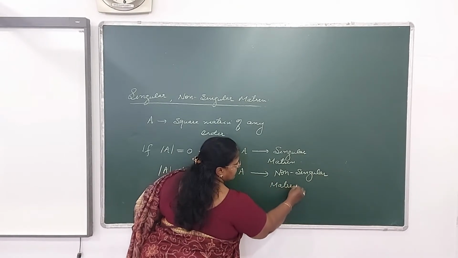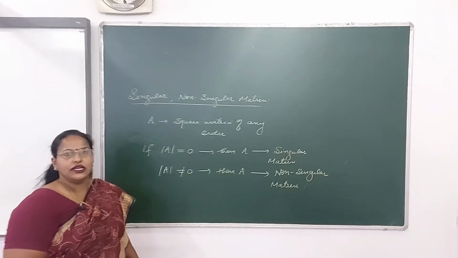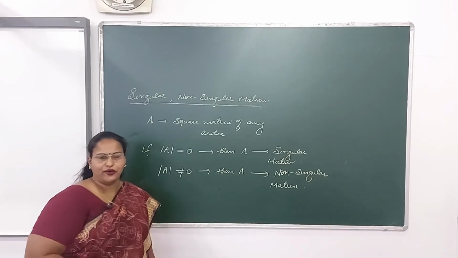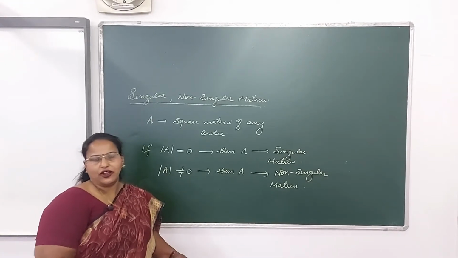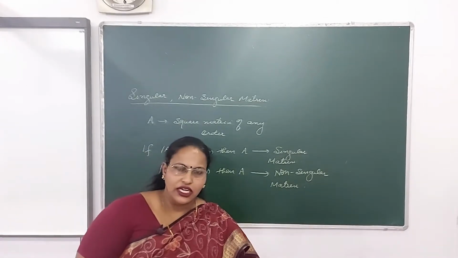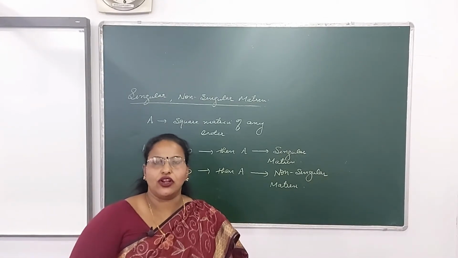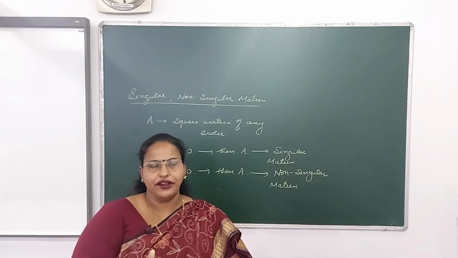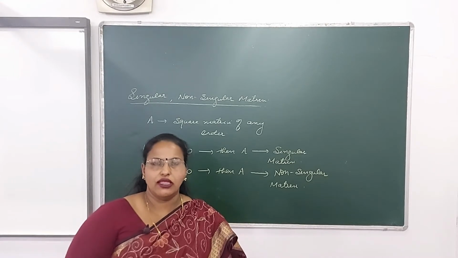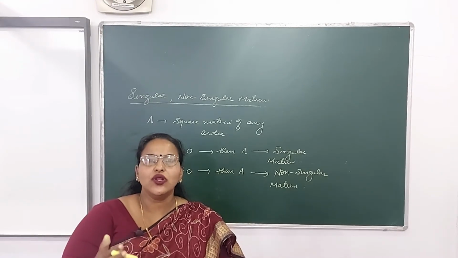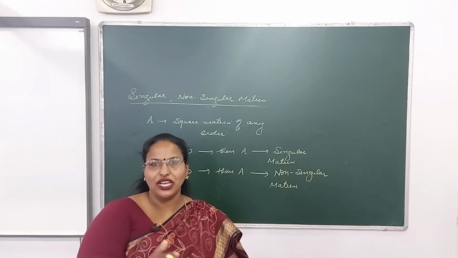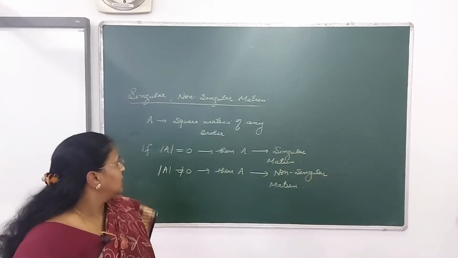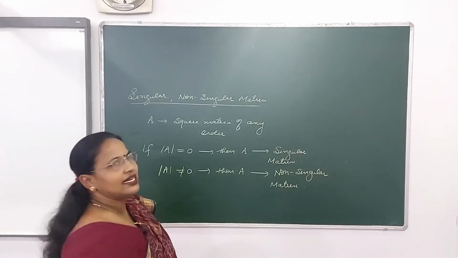Non-singular matrix. I hope children you are getting the definition clear. Just now I have told you how to get the determinant value of any square matrix, whether it be of order 1, 2 or 3. Now in order to check whether the matrix is singular or non-singular, you need to find out the determinant of the given matrix. If determinant of A is 0, then the matrix will be termed as singular matrix. And if it is not equal to 0, then it is a non-singular matrix. Okay, is it fine? So now let us take an example.